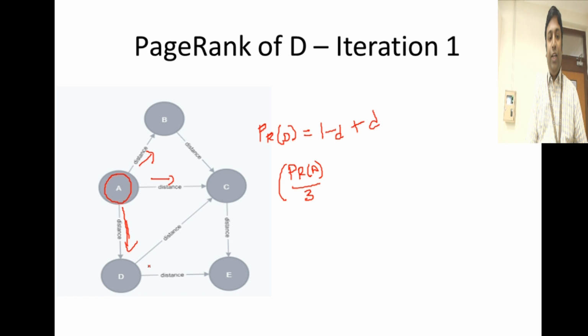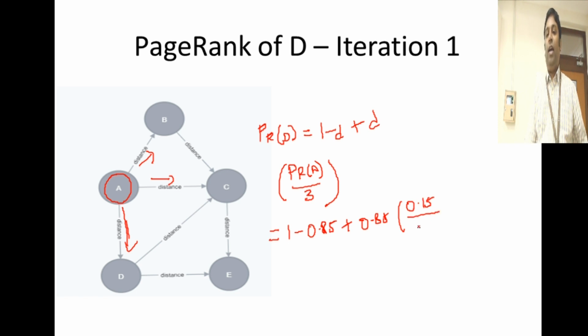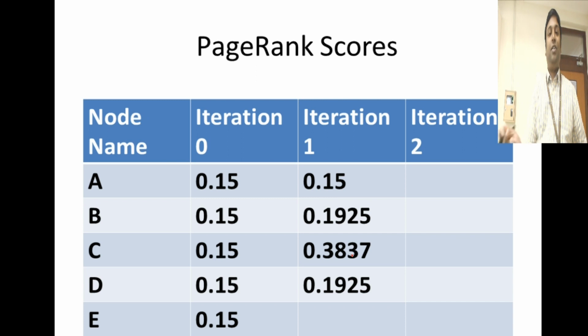Are there any incoming links to this particular node D? No. So what should be the value here? 1 minus 0.85 plus 0.85. What is page rank of A? That is 0.15. Say this is from the previous iteration. That is iteration 0 we are taking, divided by 3. What is the answer here? 0.1915 or 25? 25. Okay. Anyway, I have also done the computation. It's there.